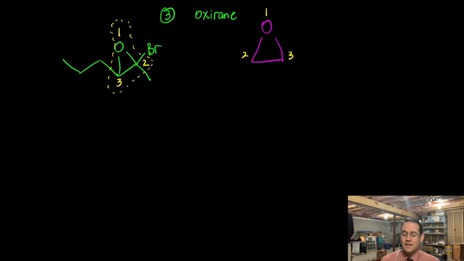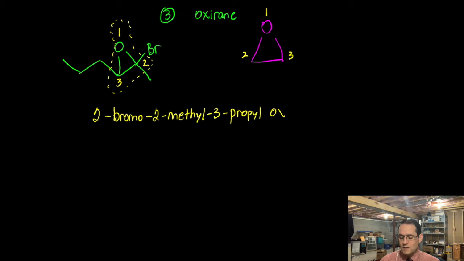And now we number and name the substituents and alphabetize them in the name. So we got a bromo, a methyl, and a propyl. And I believe that's alphabetized. So let's stitch together the name. 2-bromo, 2-methyl, 3-propyl, and then we just add the word oxirane at the end of it, okay?